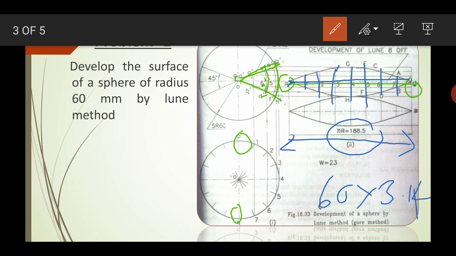Now the point C is the point of intersection of the horizontal line through C dash and the vertical through 6, which is the development. Similarly obtain the points A, B, etc. So what I have to do is make horizontal lines here from here to there, horizontal lines from each point, A, B, C, D, each and every point.